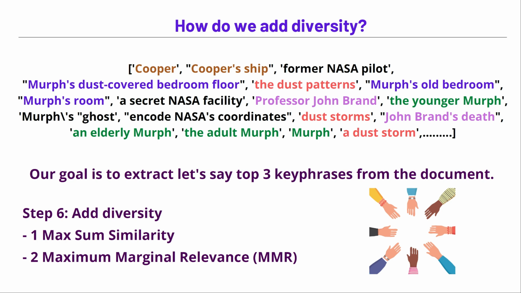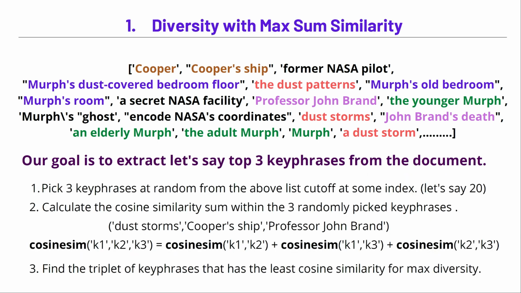The interesting thing is that there are at least 2 algorithms that we are going to see. One is called max sum similarity, and the second is maximum marginal relevance, MMR. We are going to get an understanding of how these two work. Let's start with max sum similarity. So let's say we have these 20 keywords, for example, or 15 keywords, as you can see here. And if our goal is to extract the top 3 key phrases from this, let's see how we are going to approach that.